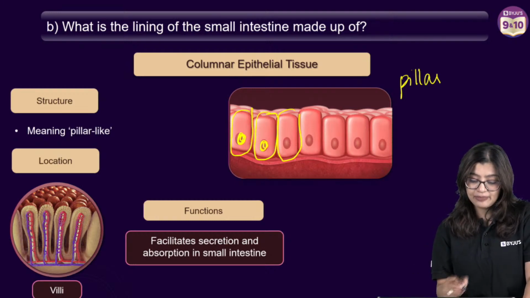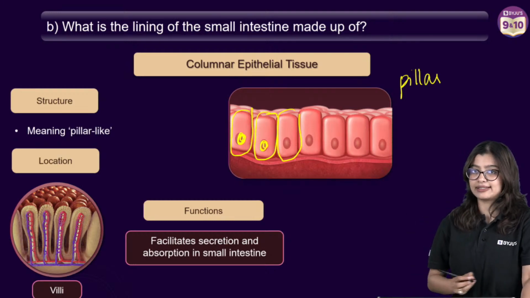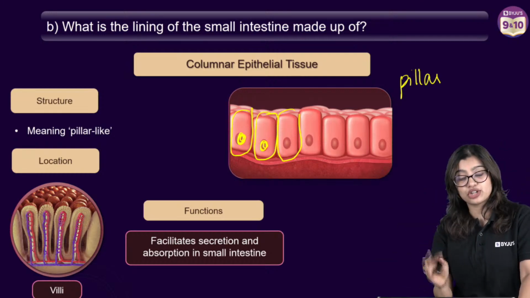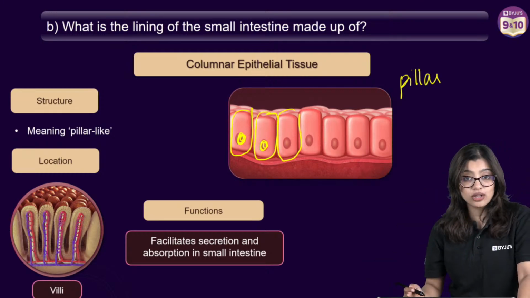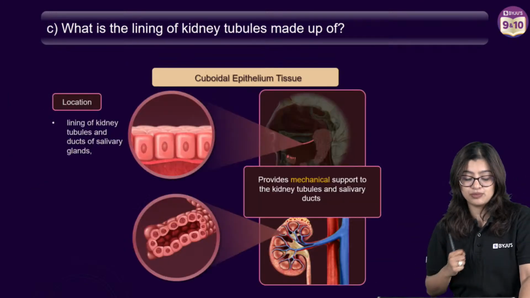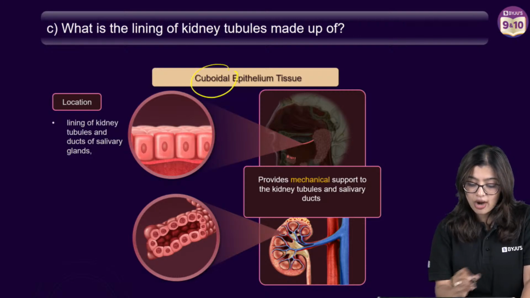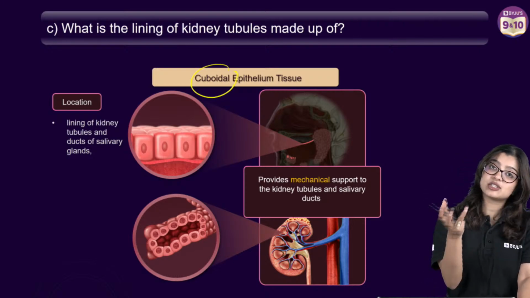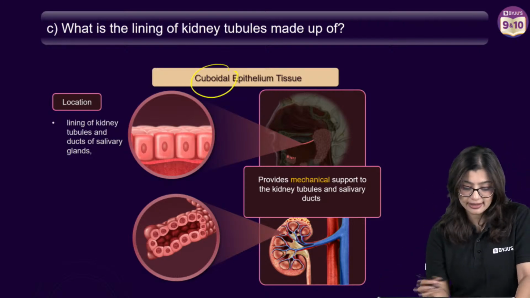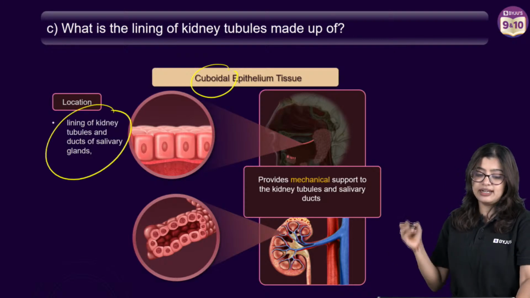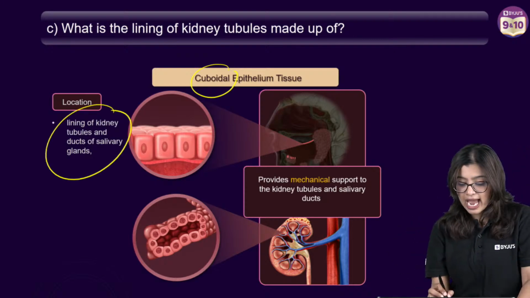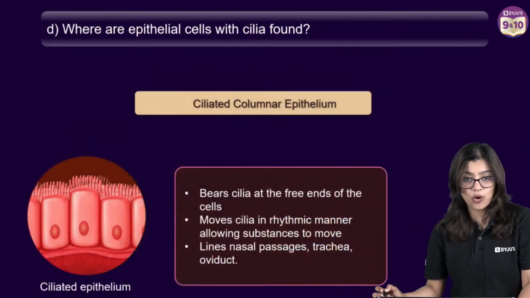Where will I find them? Normally in the inner linings of the intestine. And apart from protection, they help in absorption also, right? So they help in absorption. Then we have cuboidal epithelium. So here it's with respect to its shape. It is cube-like, right? Found in inner linings of kidney and salivary ducts, and they provide mechanical support.